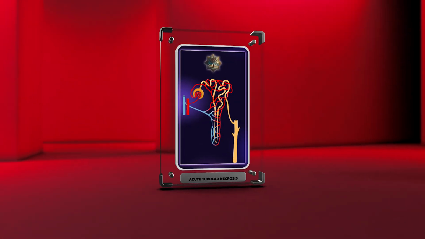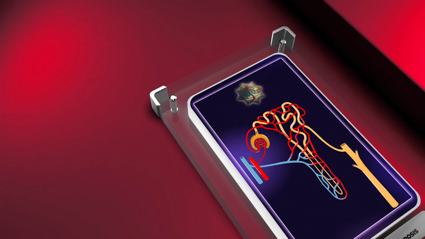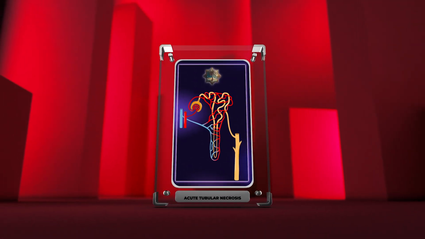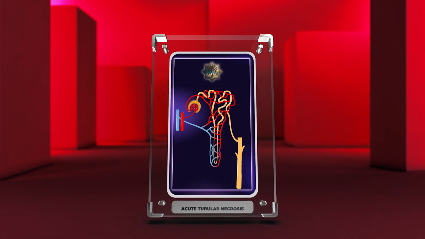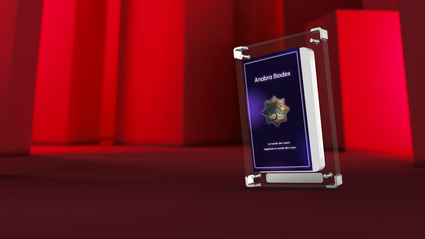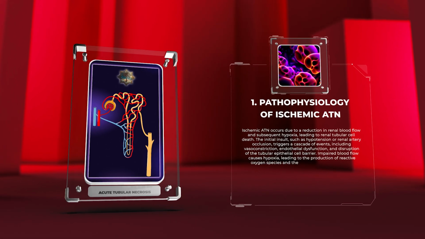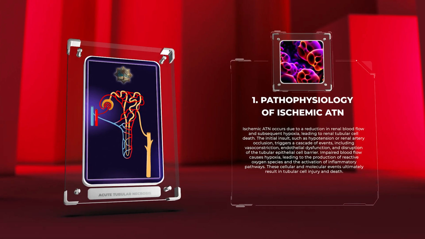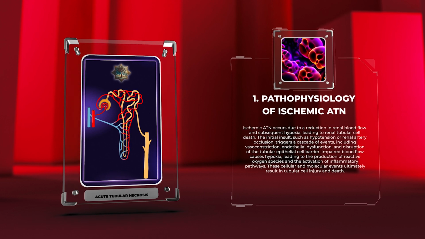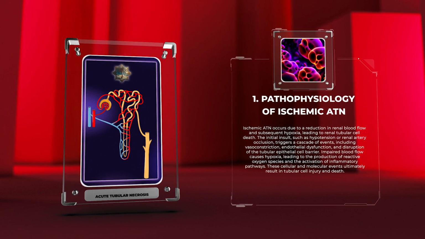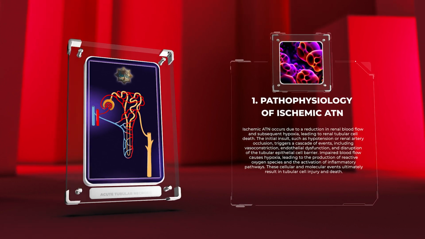Welcome to today's lecture on the pathophysiology and management of acute tubular necrosis, ATN. ATN is a common cause of acute kidney injury, and understanding its underlying mechanisms is crucial for effective diagnosis and treatment. Ischemic ATN occurs due to a reduction in renal blood flow and subsequent hypoxia, leading to renal tubular cell death. The initial insult, such as hypotension or renal artery occlusion, triggers a cascade of events, including vasoconstriction, endothelial dysfunction, and disruption of the tubular epithelial cell barrier.